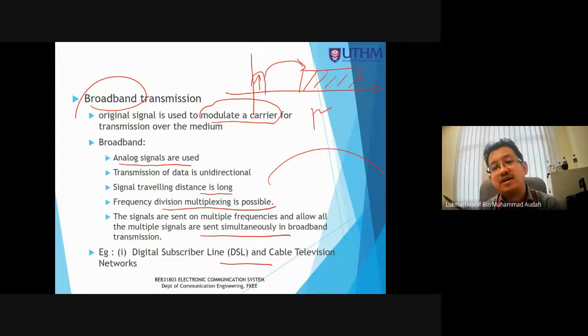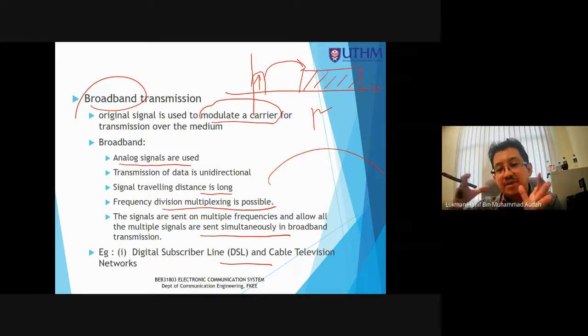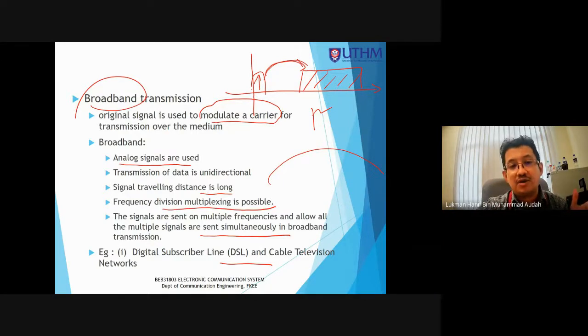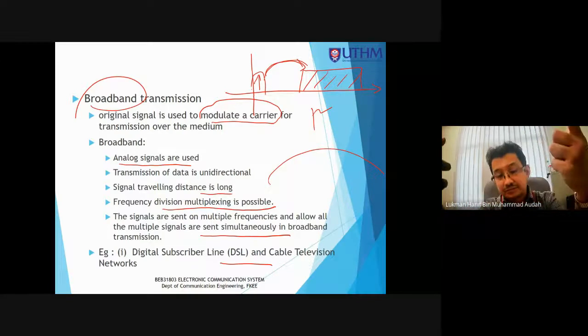Remember, broadband is signal transmission that has a bigger bandwidth. How to do that? Of course, we need to do the modulation with the carrier. So carrier akan translate lower frequency into higher frequency, which has a wider bandwidth. So apa kebaikan kalau wider bandwidth? Bandwidth besar, kita boleh multiplex banyak signal sekaligus dihantar.